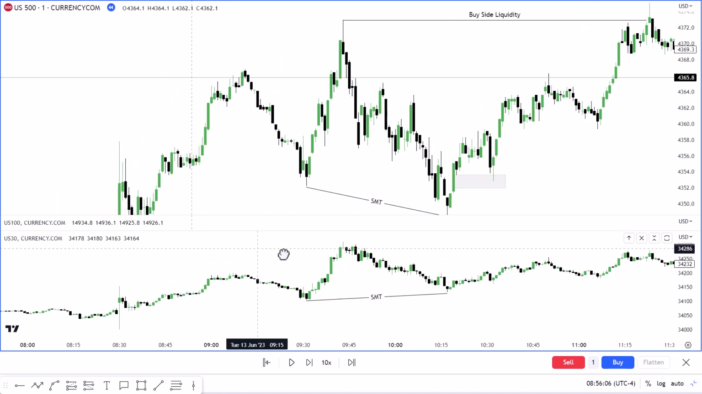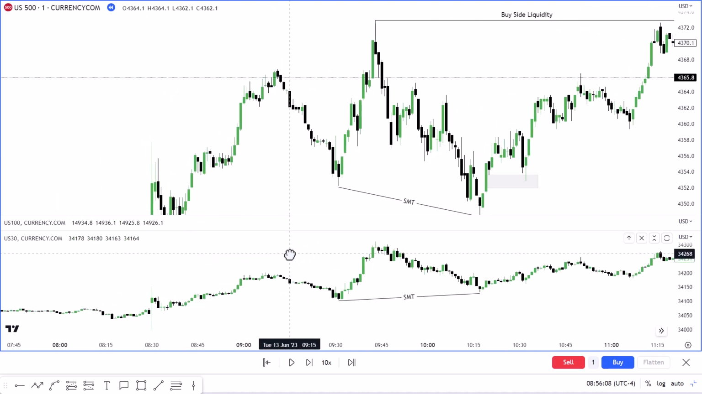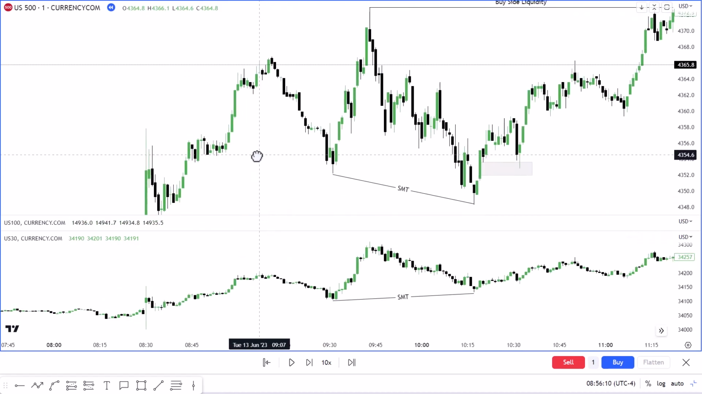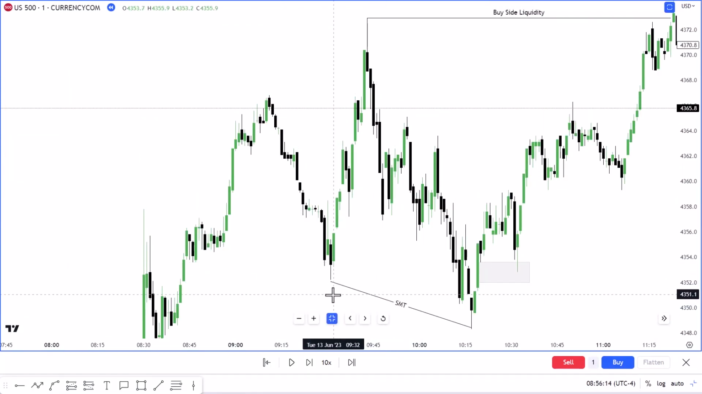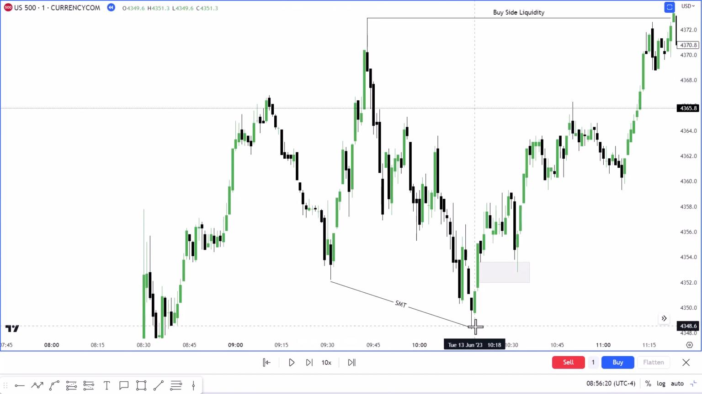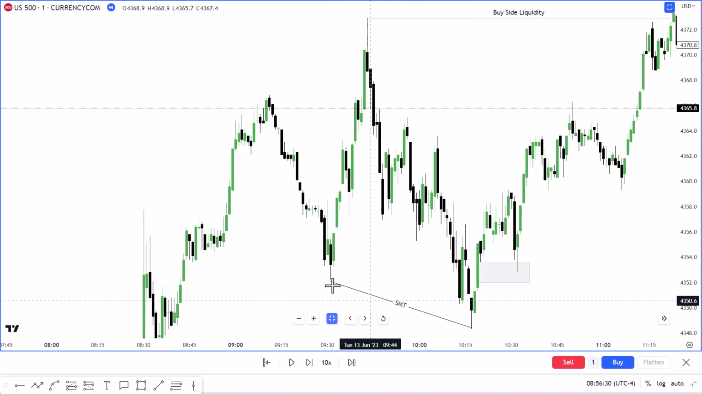Now let's take, for example, the US 500. We have a high, we have a low, we have a high, and then we have a lower low. Listen, we have a low, we have a high, and then we have a lower low, which means this low comes and took out liquidity below this low.